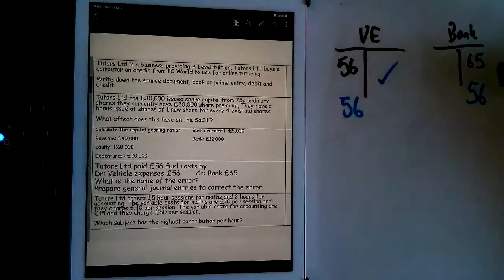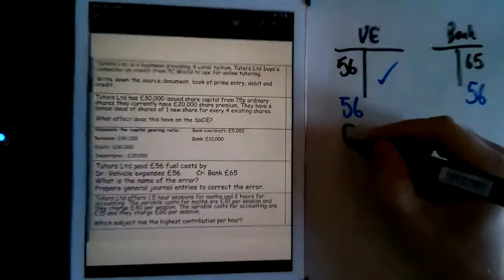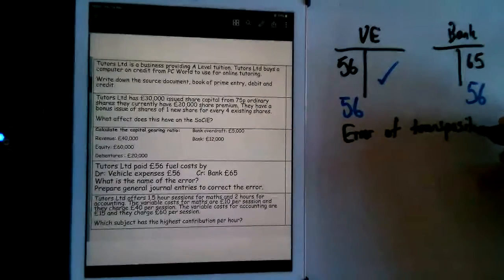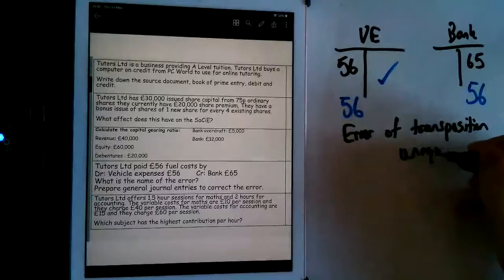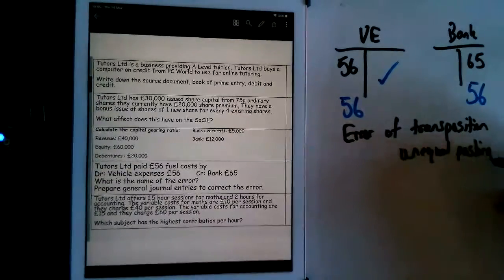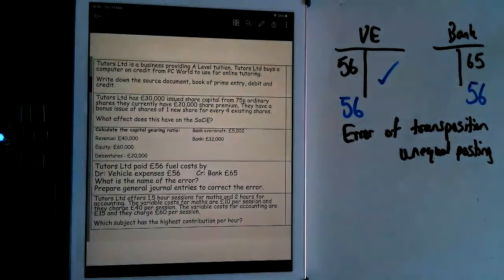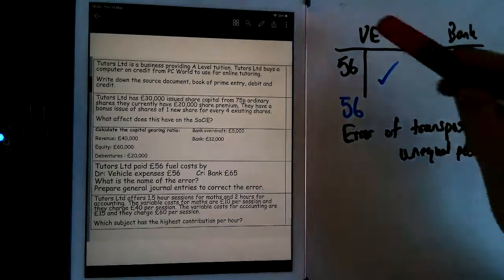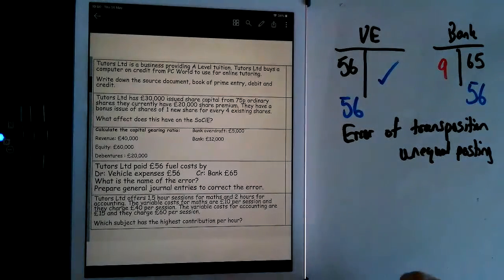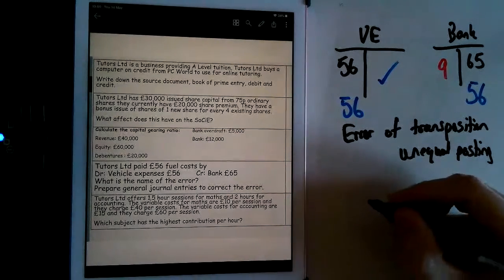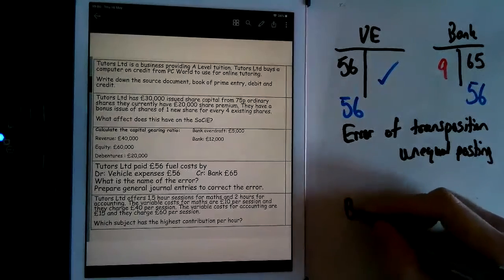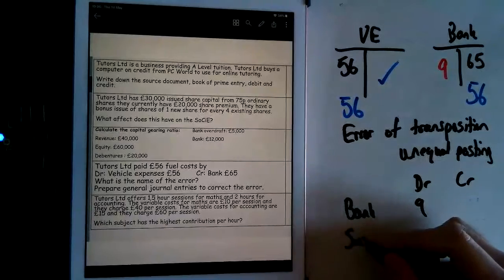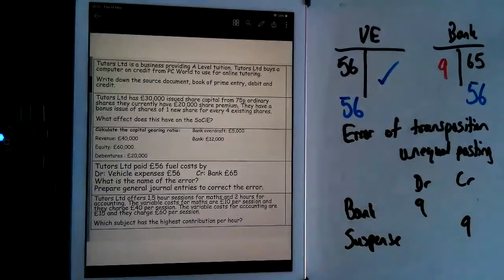So what's happened is the numbers have changed. So it's an error of transposition, which is just a special case of unequal posting. So you could have either of those two. Okay, so to fix this, well, I want to get rid of £9, so I put 9 on the other side. There's no change on here, so the other 9 must go on the suspense account. So my general journal, well, it's going to be bank debited by 9, and the suspense credited by 9.